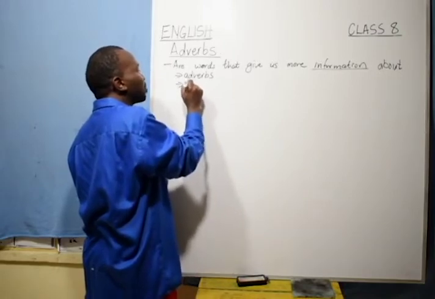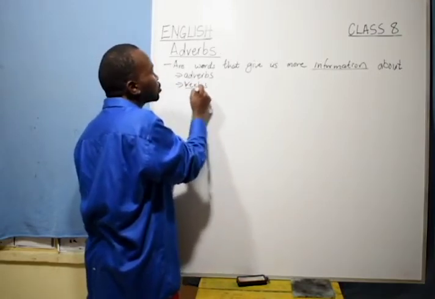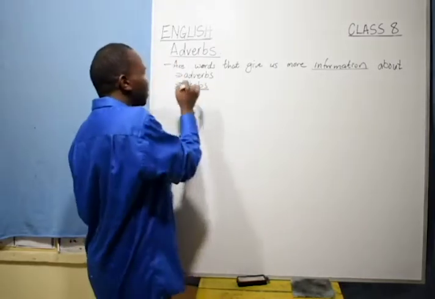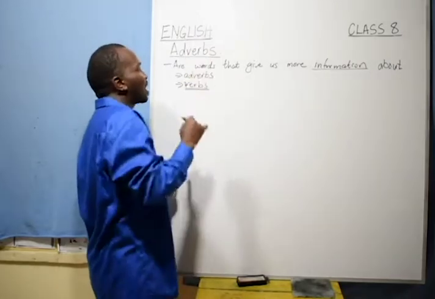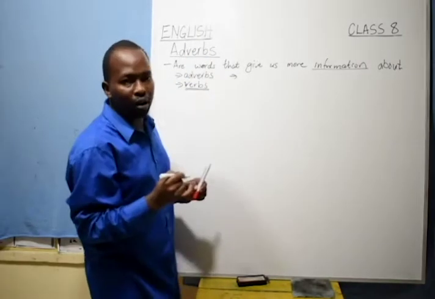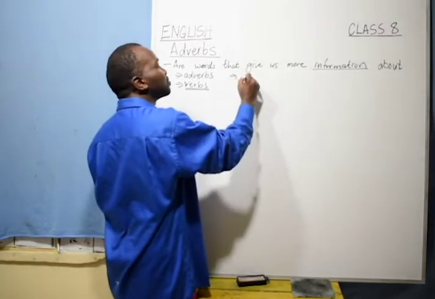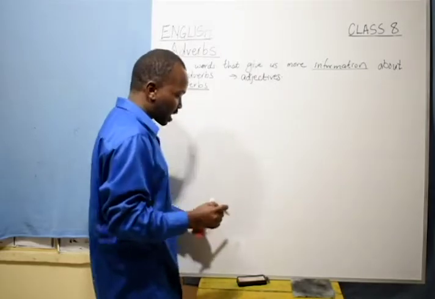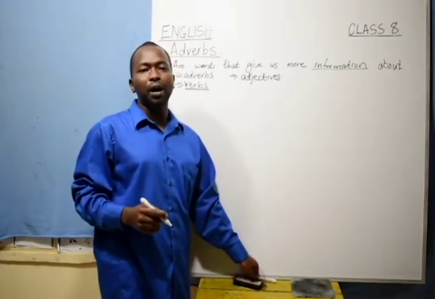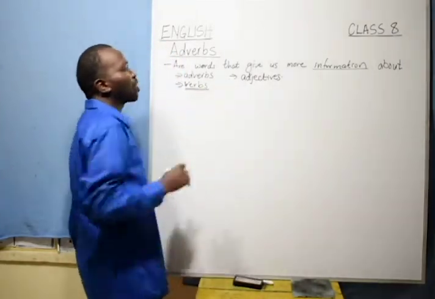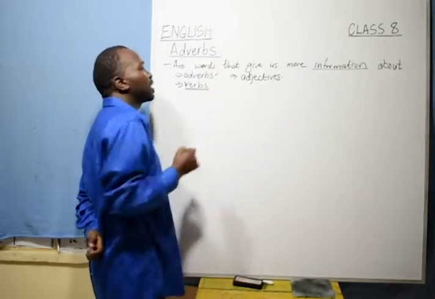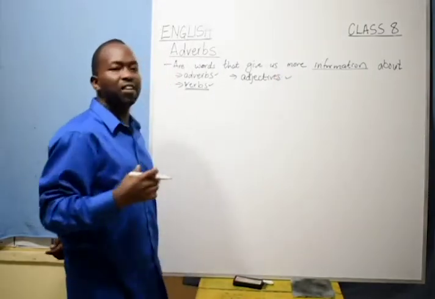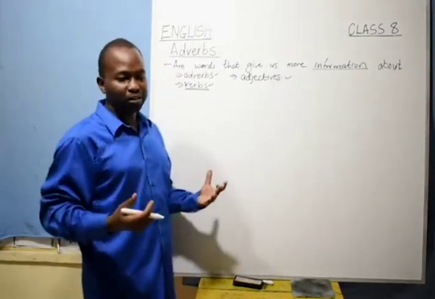More information about verbs, and this is the most commonly used part of speech that is used with adverbs. Verbs are mostly used with adverbs. And also, very good, adjectives. So, adverbs give us more information about these categories of words: we have the adverbs, the verbs, and the adjectives.